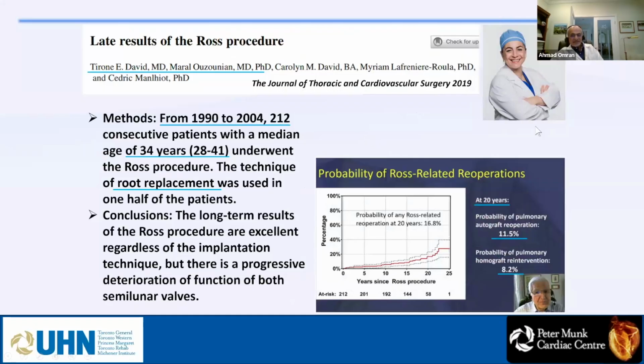This is Dr. Ozonian. She is our head of the division now. This is a result of the Toronto. Most of these cases are done by Dr. David, but now, as I said, Dr. Ozonian is doing and Dr. Chung is doing. So probability of the pulmonary autograft reoperation is 11% in 27 years, and homograft failing on the right side only 8%. Now we have much less homograft failing because we have good preservation, and even autograft failing is much, much less than this.